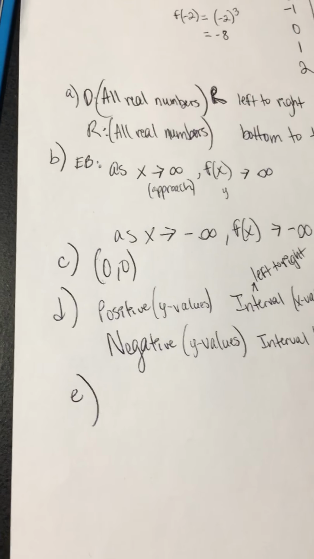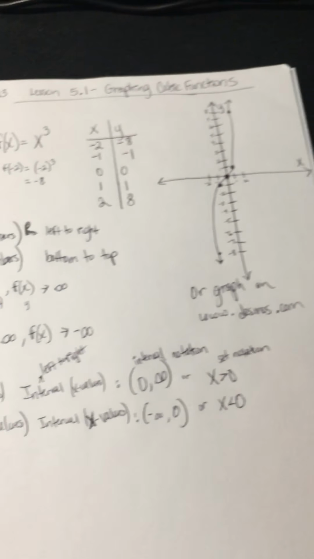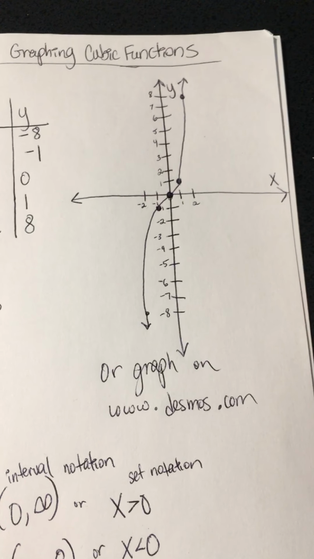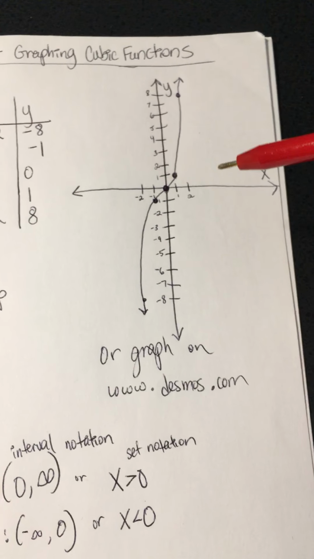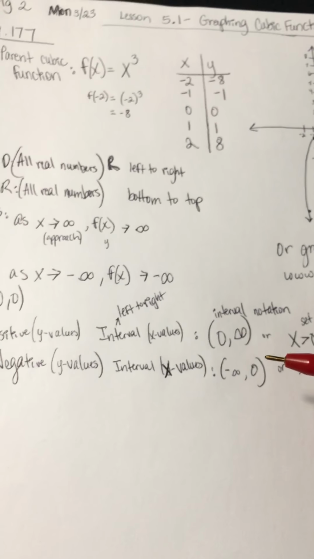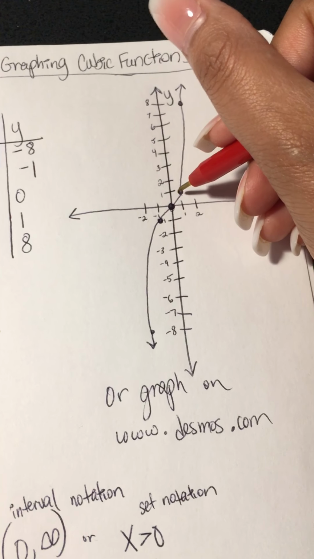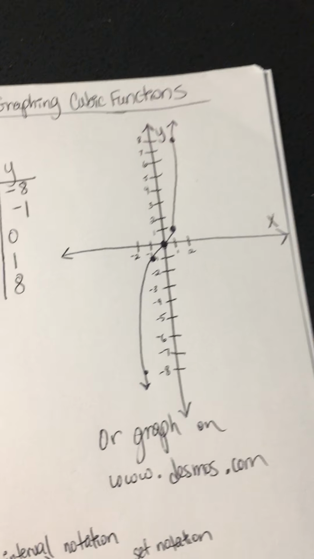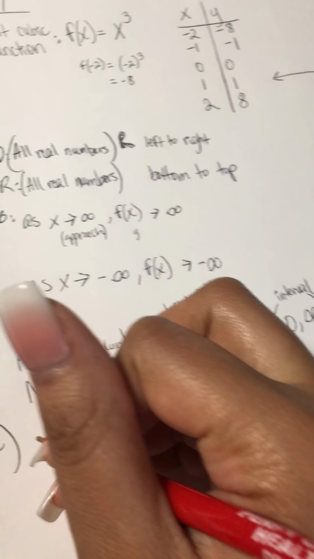Part E, identify the intervals where the function is increasing and where it is decreasing. Increasing is describing for what x values are the y values increasing. Decreasing means for what x values are the y values decreasing. Well, this will be the same answer as the intervals of positive and negative. Because increasing, these y values are going up. 1, 8, 27, etc. The y values are increasing when my x values are increasing, beginning at 0.